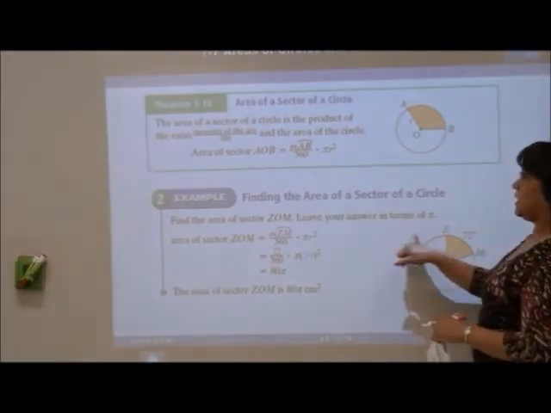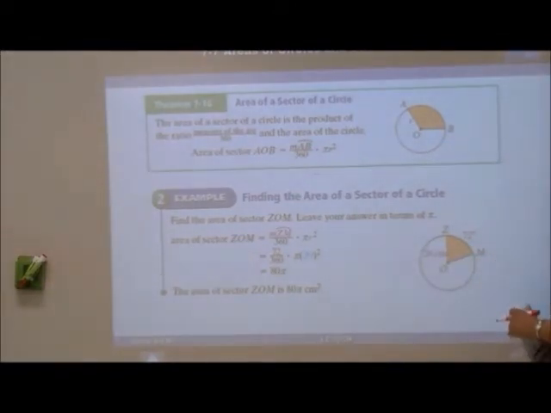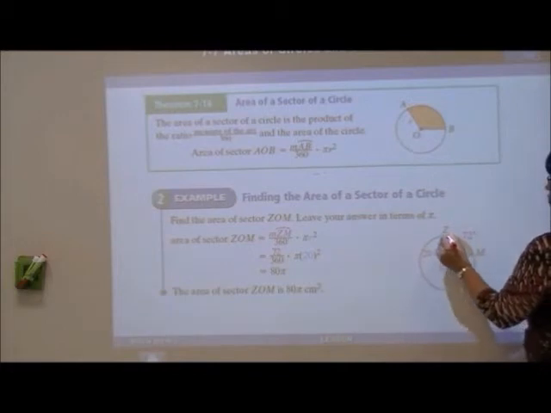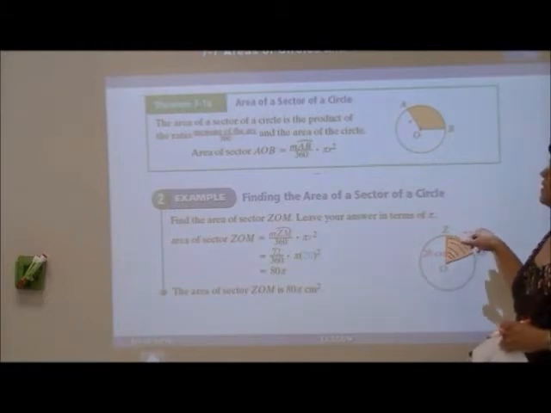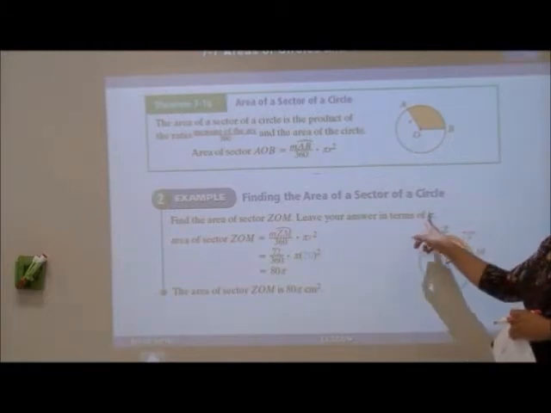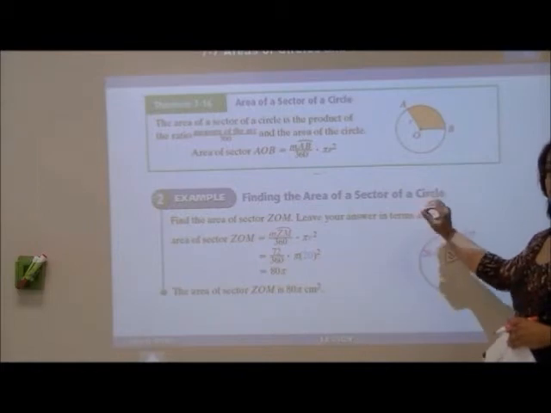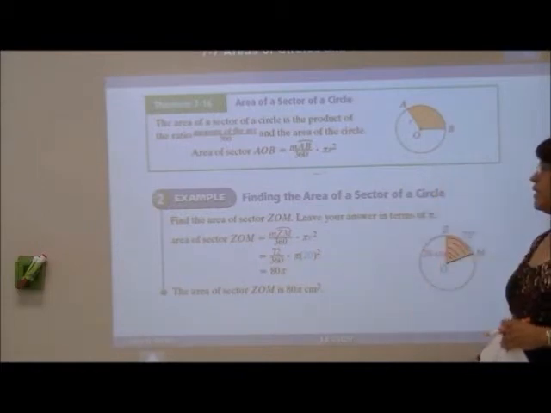So now look at this example. You want to find the area of sector ZOM. So you want to find the area right here. And the good news is they give you the 72 degrees. And they want you to leave your answer in terms of pi, so you don't need to multiply by pi, you just need to bring it down.